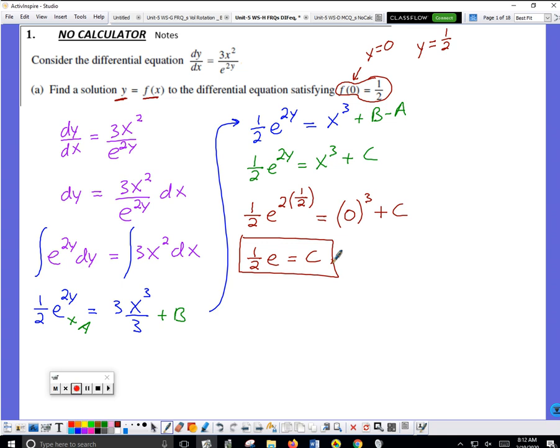Good question. When it says find the solution to a differential equation, remember where we started. We're trying to find an equation so that if we take the derivative of that equation, we get this. That's what we're trying to do. So far, we found a part of the equation because we now don't have an unknown constant. So what we do is go back to the green and plug it in. So now we know that 1/2 e to the 2y is equal to x cubed plus 1/2 e.